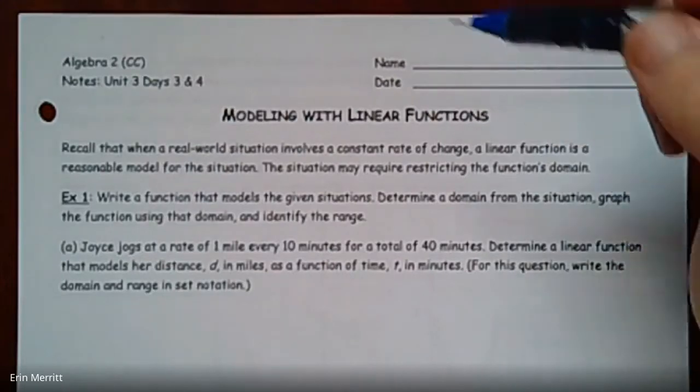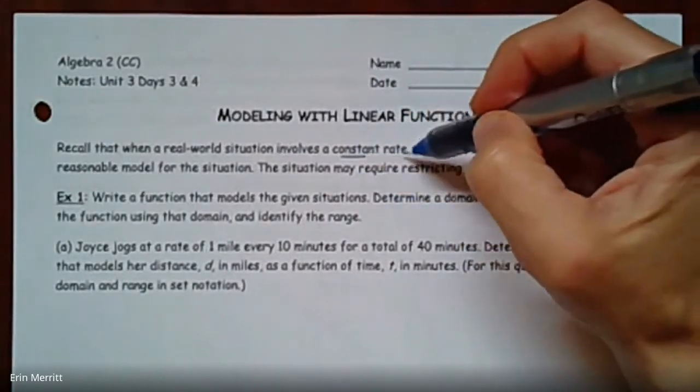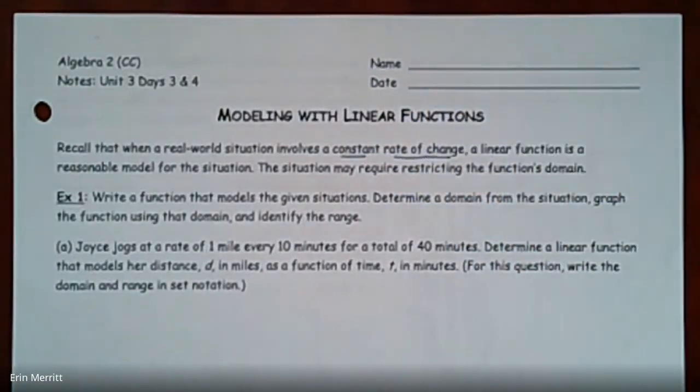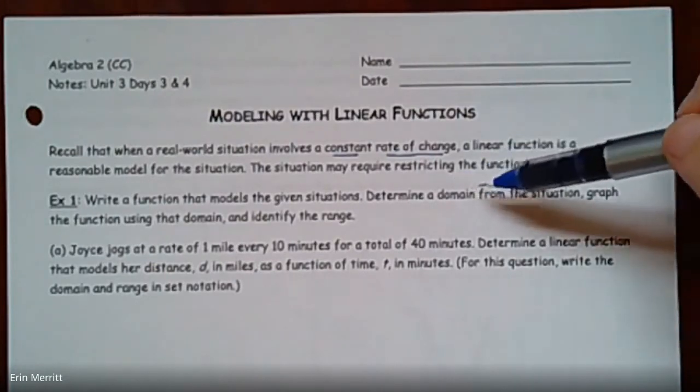So first things first, it says, recall when a real world situation involves a constant rate of change, that's when a linear function is appropriate, all right, to model what's going on. So we've done modeling with absolute values. We've done some with parabolic, so like parabolas, quadratics. So today we're focusing on linear.